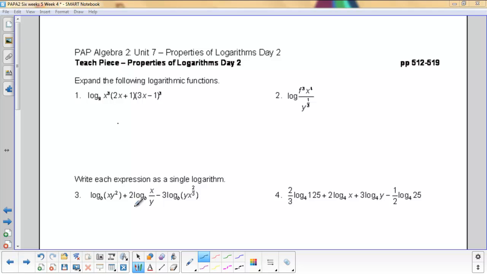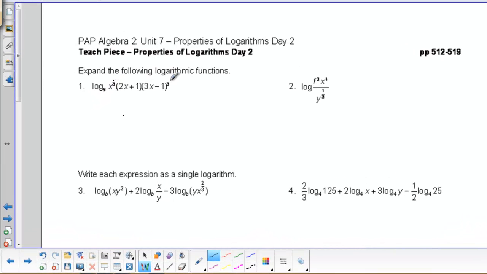Alright, in this one we are going to expand, and we've got to recognize there's an exponent on the first term and the last term of the argument. So that means we'll begin with 3 log base 9 of x. And recognize that multiplication is at work here, so we will be using the product property, 2x plus 1. And then finally 3 times log base 9 of 3x minus 1.